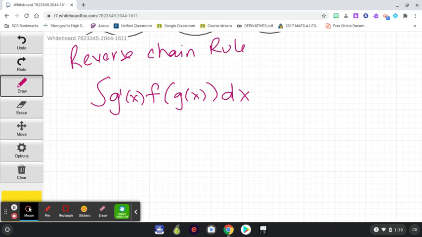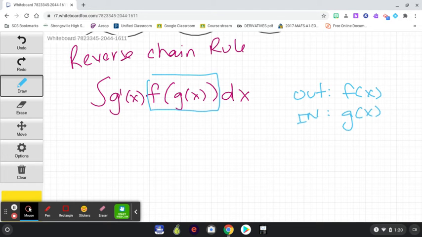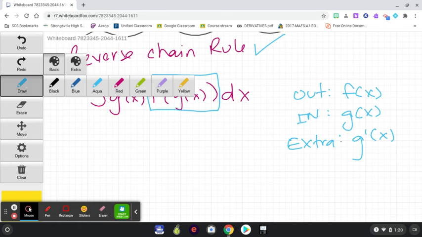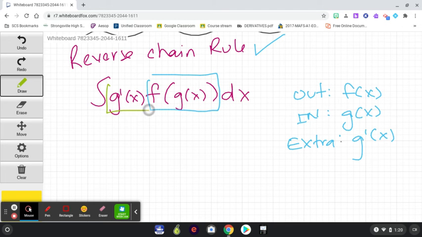And so again, I'm going to qualify these for us. We have an outside function, and that's f of x. We have an inside function, that's g of x. Together, they make a composite function. So when I see a composite function, a function inside of another function, that signals to me that I need to be thinking about the reverse chain rule. And then we have this extra function. And that extra function is that g prime of x. That extra function is this right here.